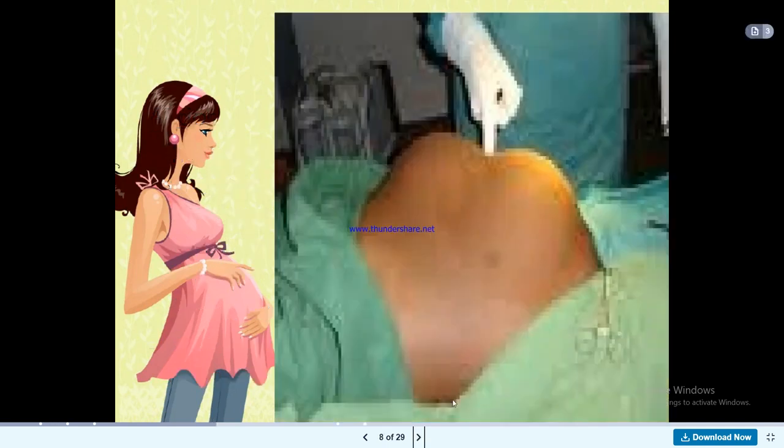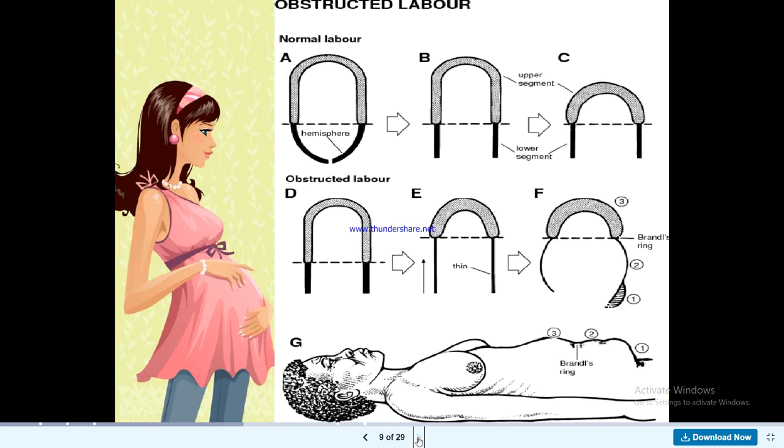You see in this picture here, this is the fundus of the uterus, the lower part of the uterus, and in between there is a constriction ring. Because of this, the shape of the abdomen has changed, you can see. It's not like that.